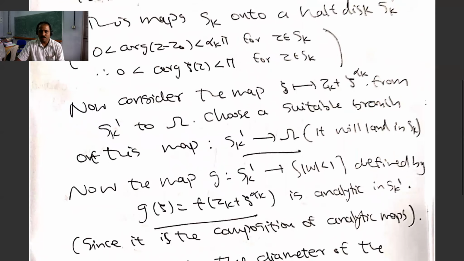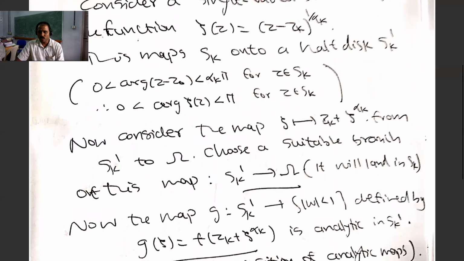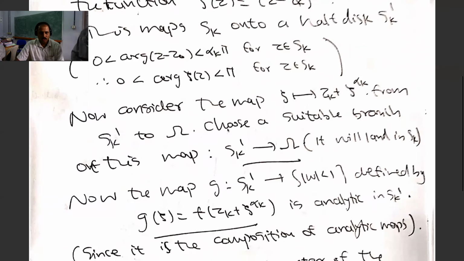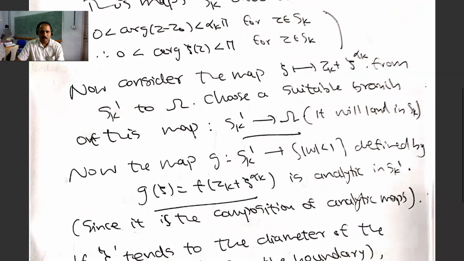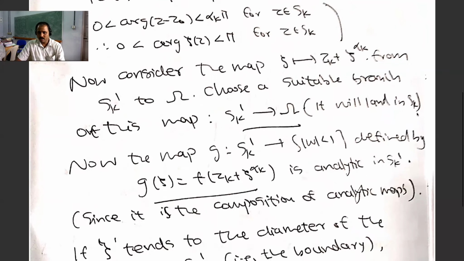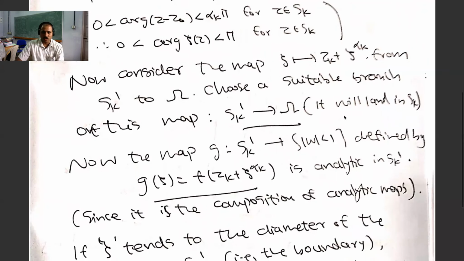Now consider the map which sends zeta to z k plus zeta to the power alpha k. We just take the alpha k power and add z k, so you are getting back z. This is a map from S k prime to omega, so it is the other way. Choose a suitable branch for this map from S k prime to omega. It will land in S k because it is like the inverse of that.